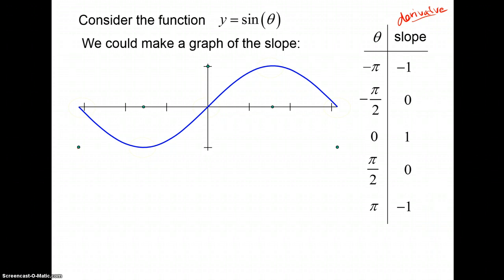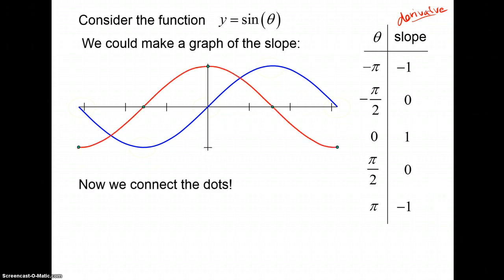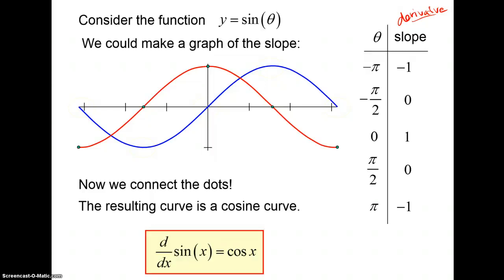Now if I connect the dots, there you go. If you had to guess, what does that look like? Most of you are probably thinking that looks like a sine curve, and you're exactly right. Here's your first derivative. The derivative of sine is cosine.